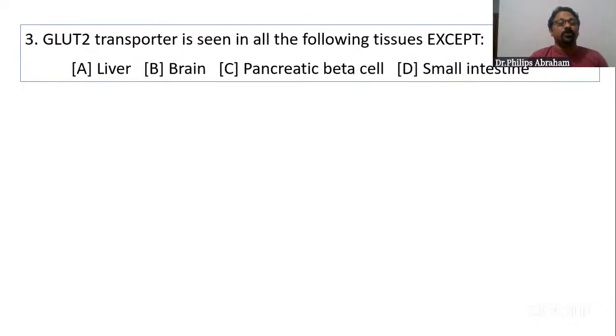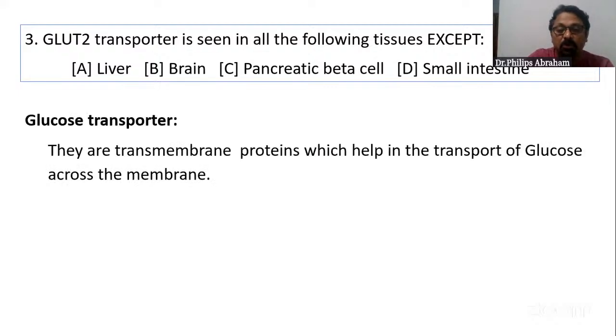Okay, so third question. GLUT2, we call it glucose transporter 2, is seen in all the following tissues except. First of all, what is GLUT? It's a transporter. Means what? It's a transmembrane protein. What do you mean by transmembrane protein? A protein that we can see from both sides of the membrane. A transmembrane protein that helps in the transport of glucose. It's called a glucose transporter.